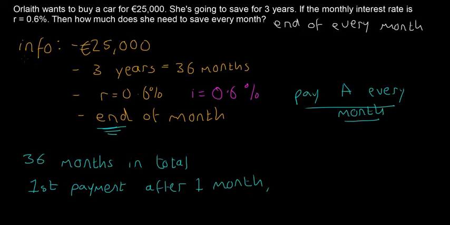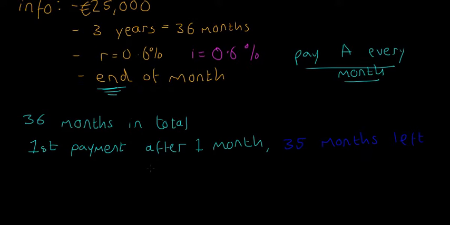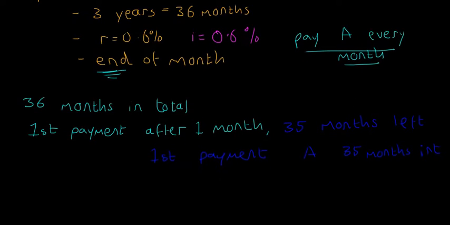So that means there are going to be how many months left? There should be 35 months left, yeah? So that means 35 months left. So that means that the first payment A is going to have 35 months of interest on it. Okay, so only 35 months and not 36 months like the last one. So that's the main difference. I'm just going to keep going through it so you can understand how it makes a difference.